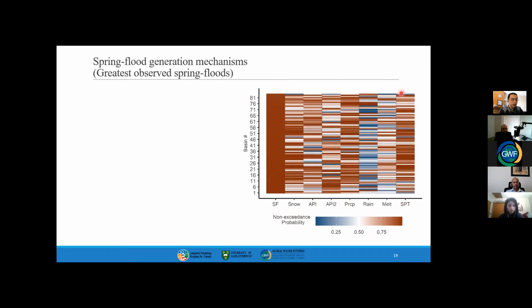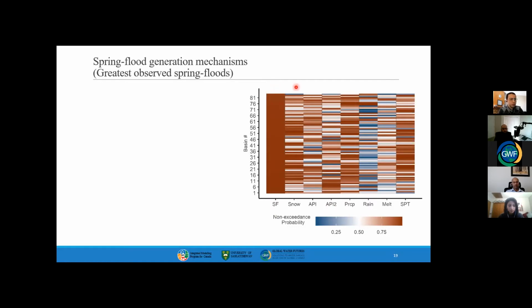If we look at the basin at the top, we will see that the range of colors is changing. And these colors, in fact, describe the non-exceedance probabilities of each record. If the color is red, it means that it has a high non-exceedance probability, which indicates that the value is high compared to its peers in its basin. And it's natural to see that the spring flood values here are all red because we are plotting the mechanisms of the greatest observed spring floods. So for example, if we look at the mechanism at the top of basin number 84, it's going to have a red color for the spring flood because this is the greatest observed spring flood in that basin.